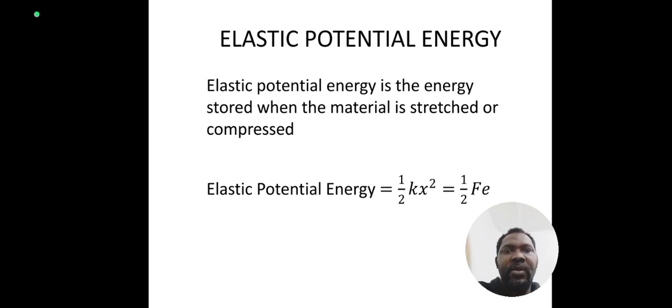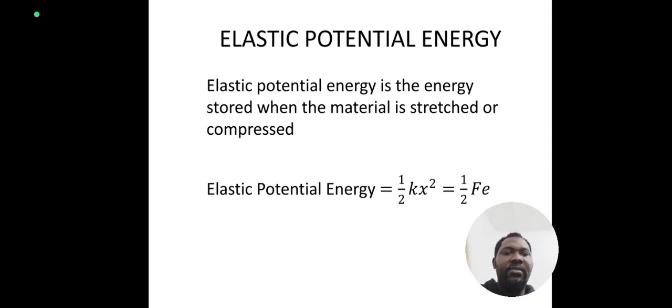Okay, so we see that elastic potential energy is the energy stored when the material is stretched or compressed. So when an elastic material is stretched or compressed, energy is stored. And elastic potential energy has the formula half kx squared, which is also half Fe.